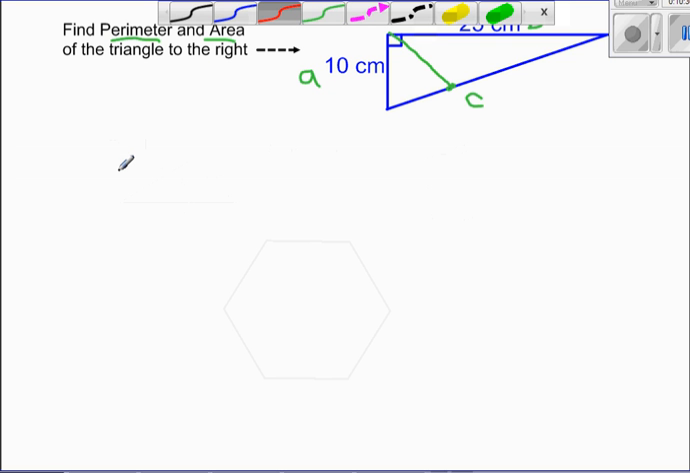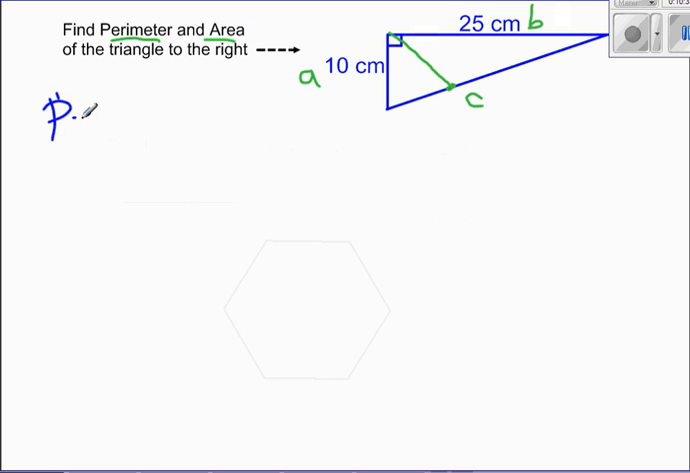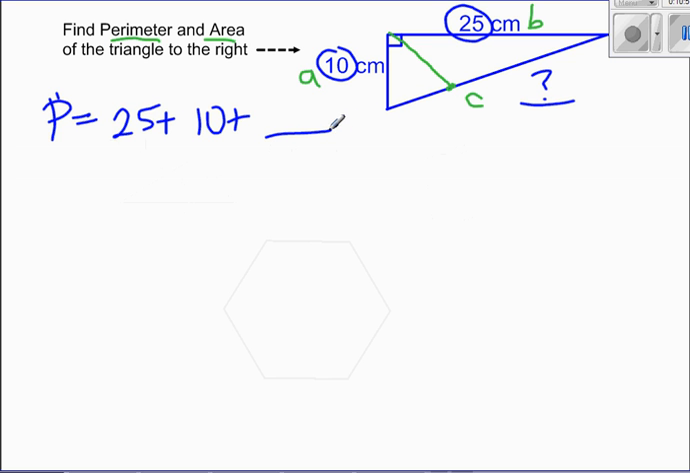Again, I'm not going to look at that formula sheet. It's pretty ridiculous to look at the formula for perimeter when you know that perimeter is equal to the sum of the sides. So one side is 25, one side is 10, and the other side, I don't know it yet. So usually I'm just going to leave a blank, and that's to remind myself that perimeter is just add up the sides, and I happen to be missing a side length.